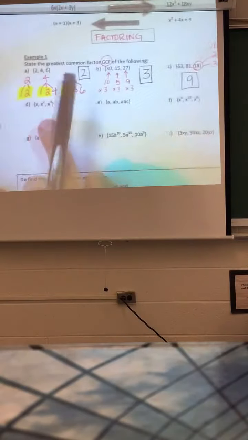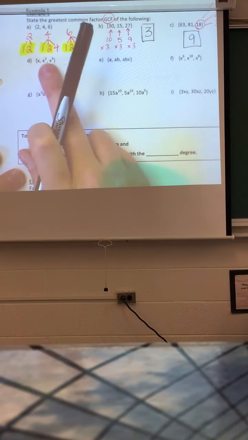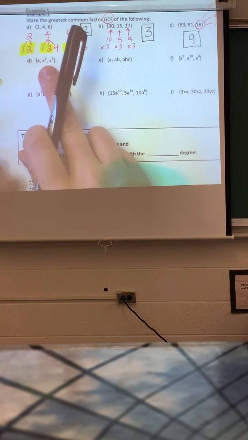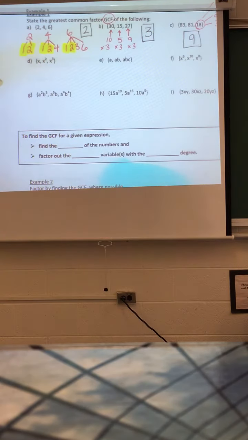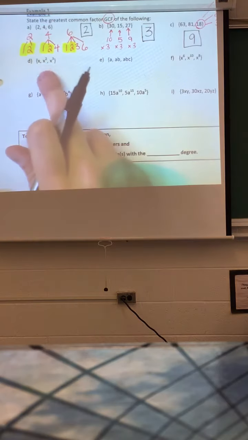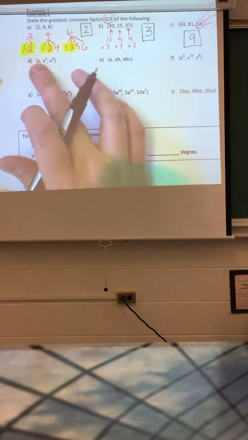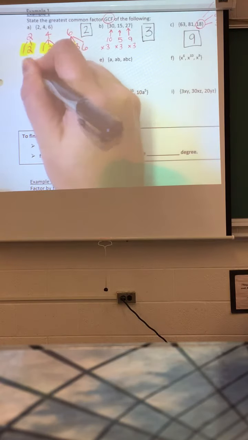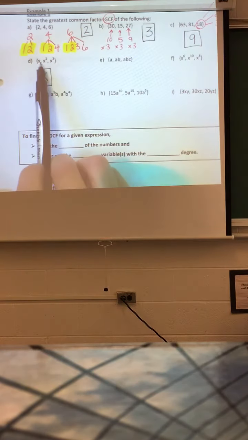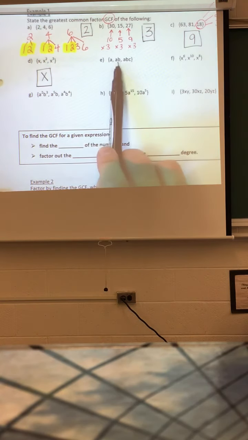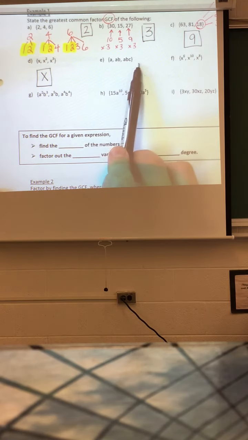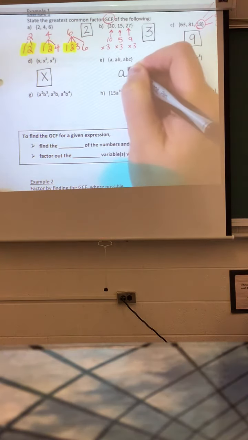So now let's move on to D here, where we're actually looking at letters, okay, variables. And it's no different, but now you're looking at the degree associated with that variable. So it's always the lowest degree that they are, or the highest degree that they all have in common. So in this case, it's just going to be x, okay? Because this one doesn't have a 2 or a 3, it's just x. Here, we have to look, what do all 3 of these have in common? Well, they all have an a in common.